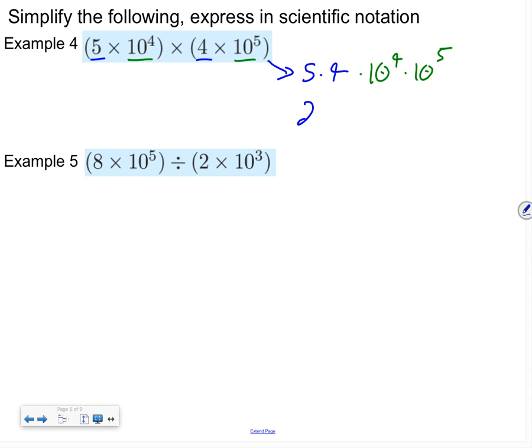5 times 4 is 20. And 10 to the 4th times 10 to the 5th is going to be 10 to the 9th. Remember our laws of exponents, that this is just coming from 4 plus 5. Okay? So if we have this here, we've multiplied it, but the problem is this 20 is not between 1 and 10. So I need to account for that.